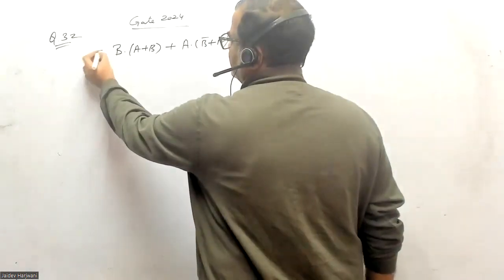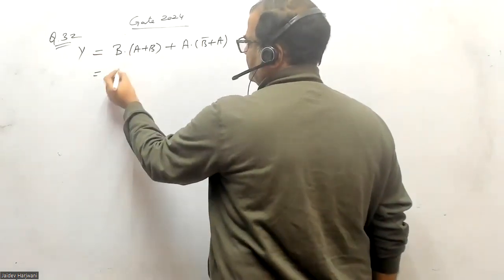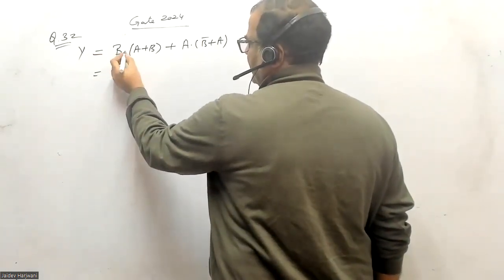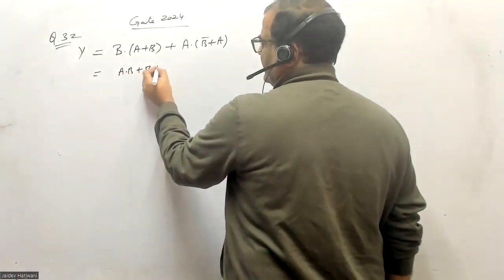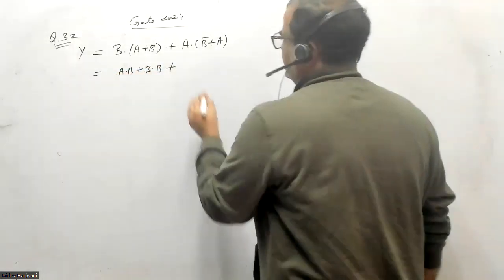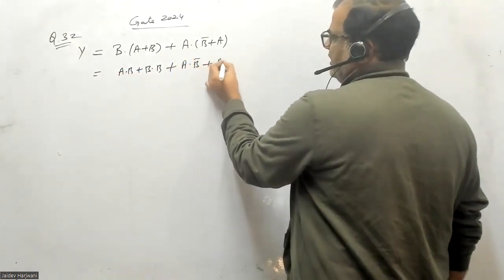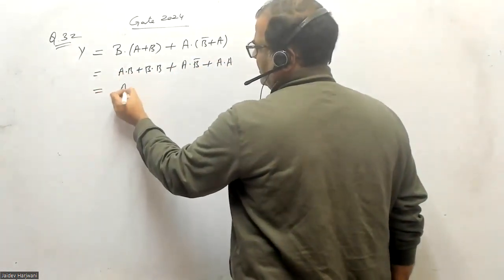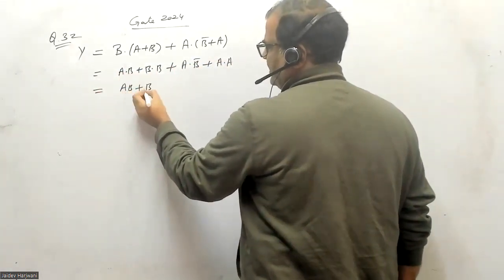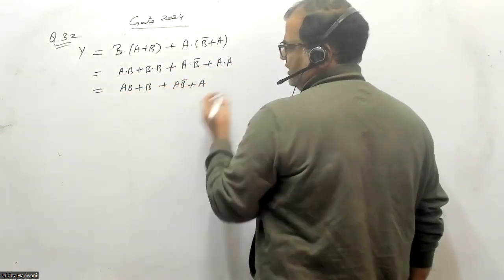Let us say that this is my Y. So I can solve this one. If I solve this, A and B, and A is A dot B, and then B and B, or A and B bar, and then A and A. Okay, so if I solve this one, this will give me AB, this is B, and this is A B bar, and this is A.